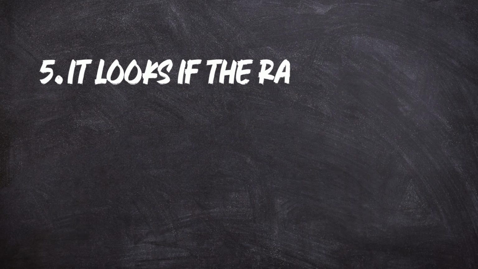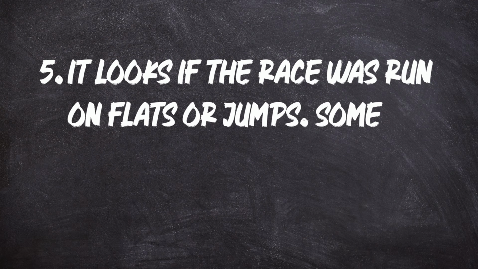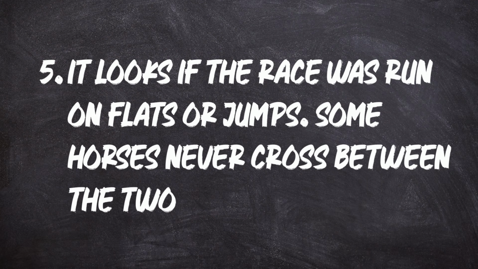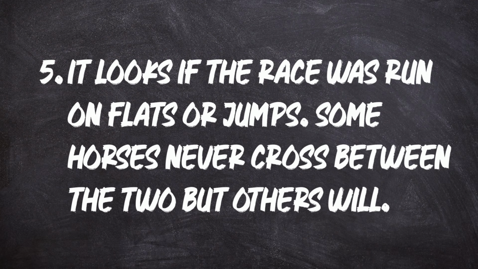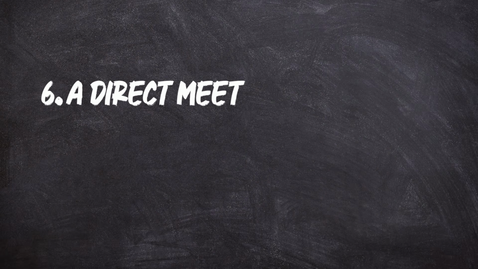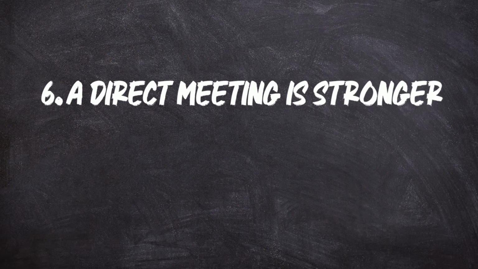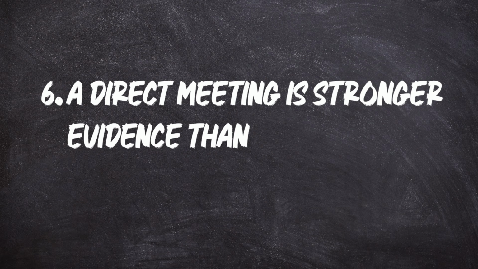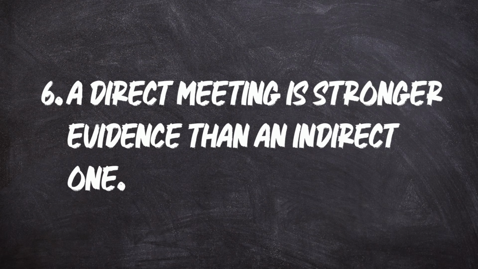5. It looks at whether the race was run over flats or jumps. Some horses never cross between the two, but others will. It's important that we treat the two types of races very differently. 6. The strength and directness of the chain. For indirect links, as we've already covered, a direct meeting is stronger evidence than an indirect one. And an indirect link built through a horse that itself has strong, consistent form is more trustworthy than one built through an unreliable bridge horse.